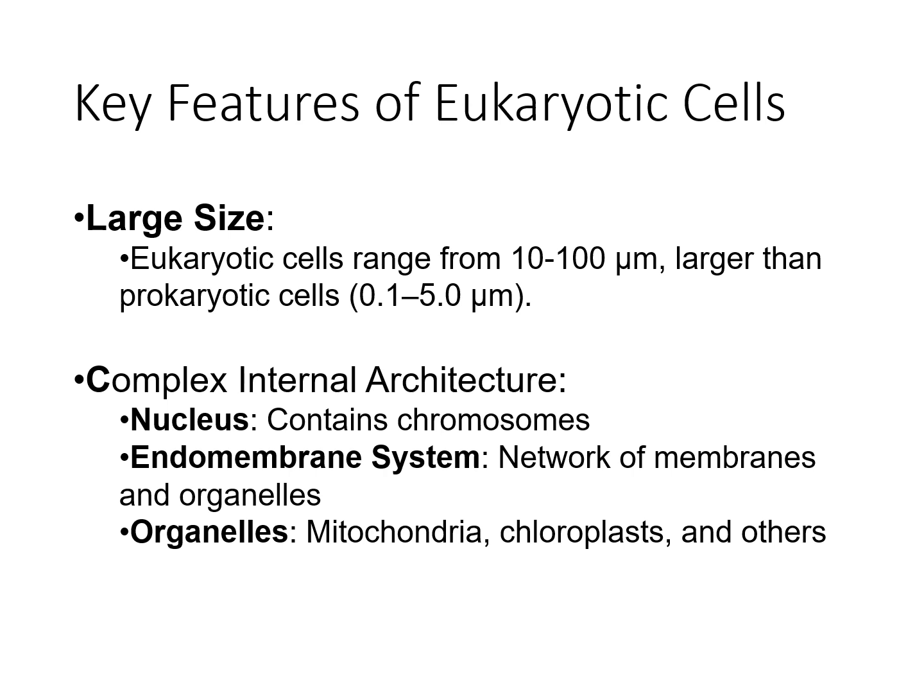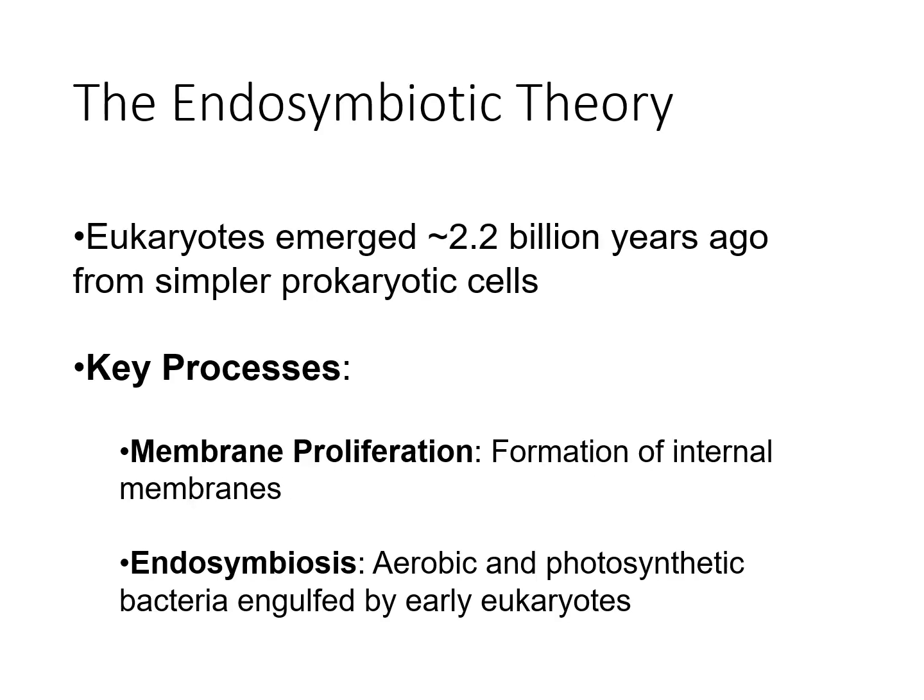But more important than size is a key innovation, a complex internal architecture. Eukaryotic cells have a nucleus, a vast endomembrane system, and specialized organelles including mitochondria and, in some cases, chloroplasts. These features give eukaryotic cells remarkable functional diversity and efficiency. Eukaryotes emerged approximately 2.2 billion years ago, evolving from simpler prokaryotic cells. This marked a major turning point in the timeline of life on Earth.